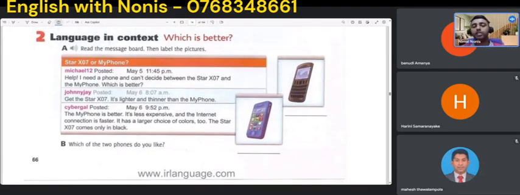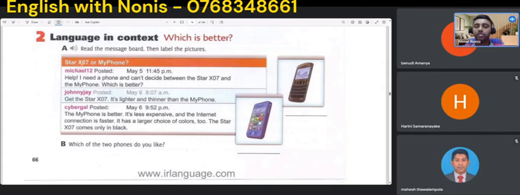Okay, let's see this one. Which is better? When you use the word better, we are talking about the comparison. Which one is better? So we are talking about the comparison. Read the message board, then label the pictures. Let's see which is better. There are two phones, right? They want us to tell which one is better.